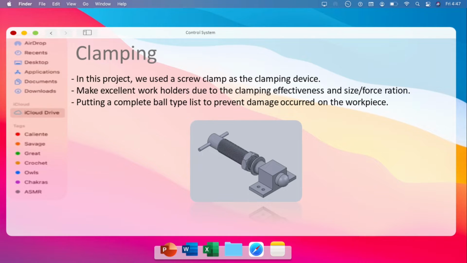To prevent damage to the workpiece, we secured the clamping with point contact by using a compression ball type.